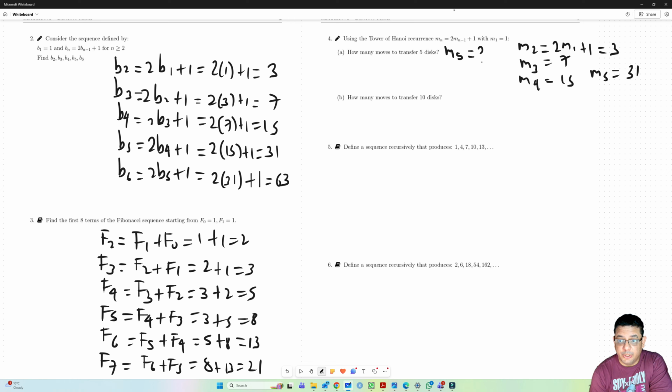We can keep going. Now M of 6 is just going to be 63 that we get from here. And so we want to get to M of 10 in here because we want to transfer 10 disks. So we're going to do 2 times M of 6 plus 1. So this is twice 63 plus 1. And so that's 127.